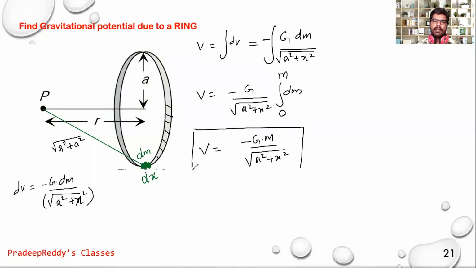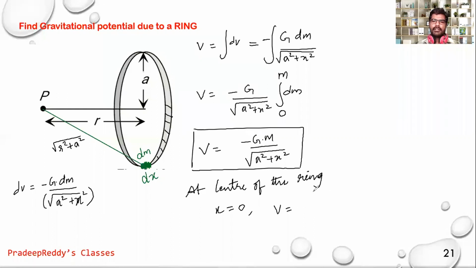This is the equation for gravitational potential due to the ring. At the center of the ring, x will be equal to 0. Therefore, gravitational potential V will be equal to minus capital G capital M divided by under root a square, since x square is 0, that will be equal to a. So gravitational potential at the center of the ring will be equal to minus capital G capital M by a.